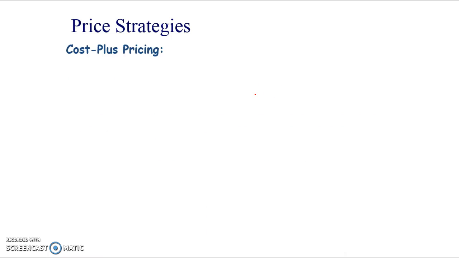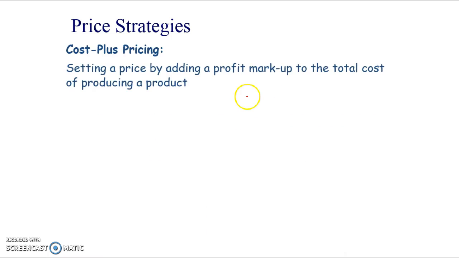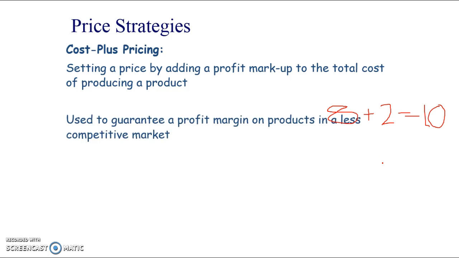Cost plus pricing. Now this is where you set a price by adding a profit markup to the total cost of producing a product. So say a product costs you £8 and you want to make sure that you make £2 profit. You're just going to add £2 to it and the price is going to be £10. There we go. That's how we do cost plus pricing. This is going to be used where you want to guarantee a profit margin.